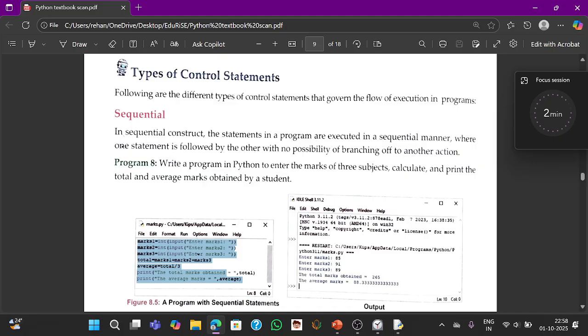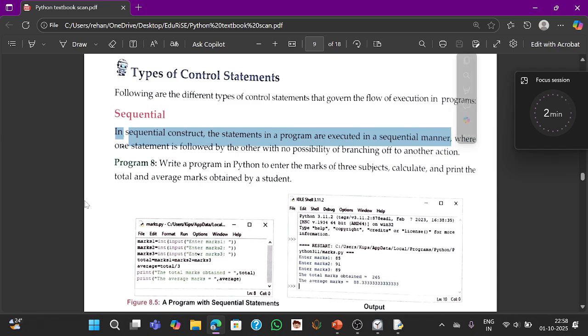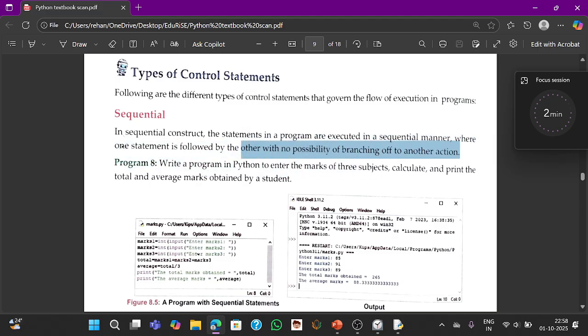So these statements, when you write in a program, just executed one after the other, are said to be sequential. If you go with the definition, in a sequential construct, the statements in a program are executed in a sequential manner. Sequential means one after the other, where one statement is followed by the other with no possibility of branching off to another section. As of now, you may not understand what branching off to another section means. Just understand this as one statement followed by the other, line by line. Like when you go in assembly, you will be standing one after the other, line by line. In the same way, sequential programming will be the same.